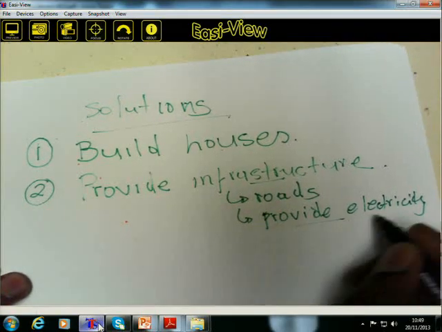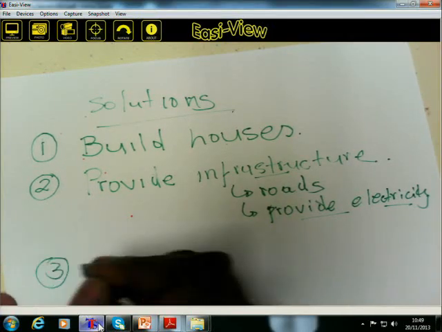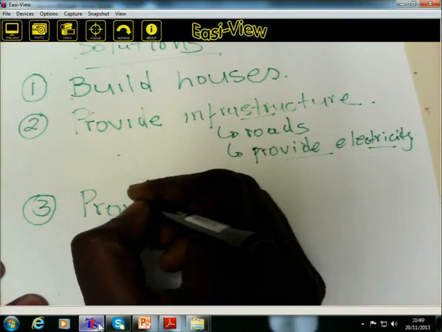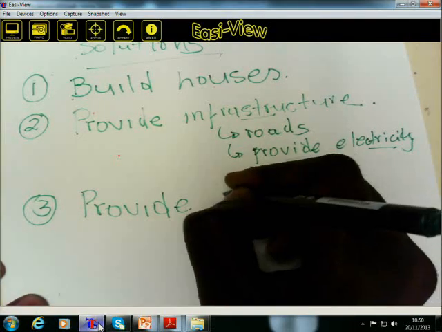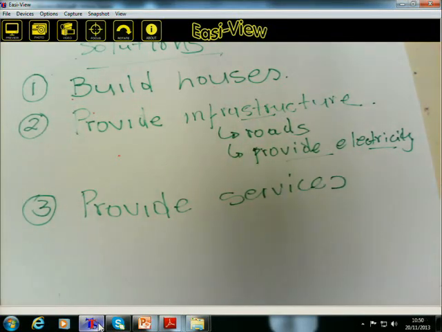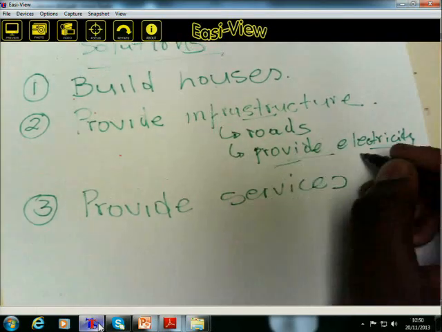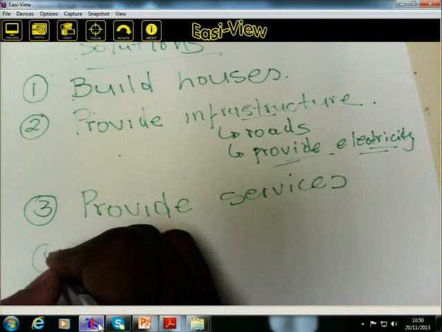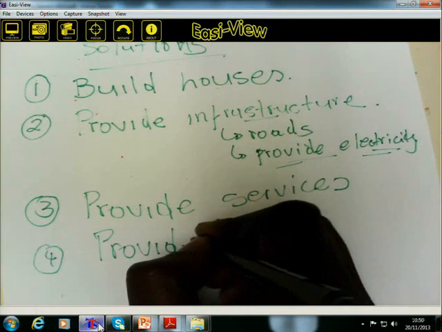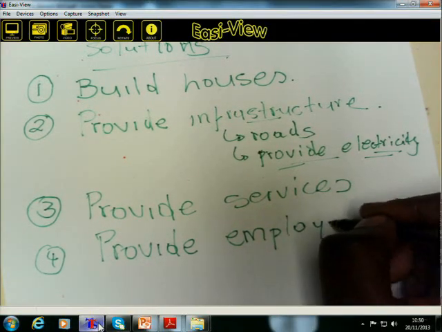Now, with electricity, it also brings me to a point where we say, we have provided infrastructure, let us provide what again? Let's provide services. Remember, services will be things like electricity, schools. See, these people have to work, so let's provide again what? We have to provide employment.